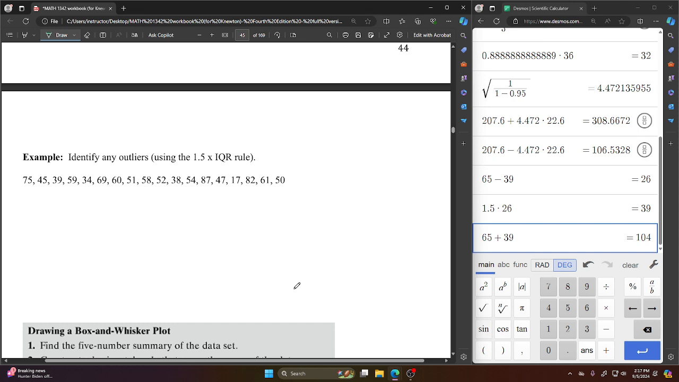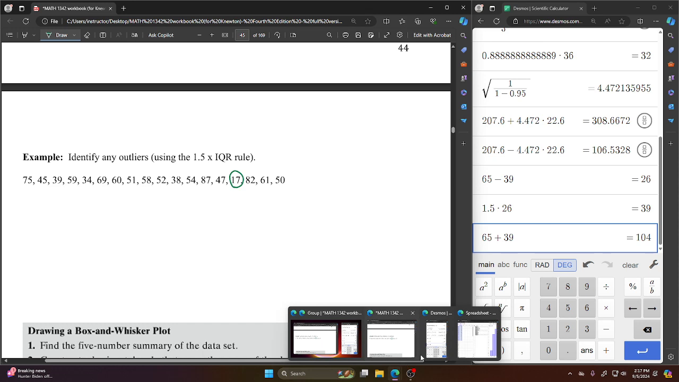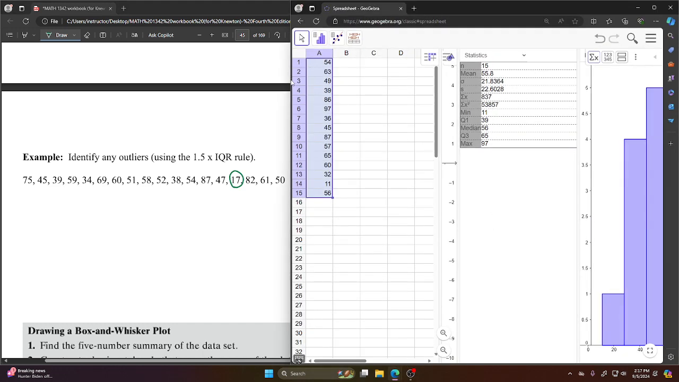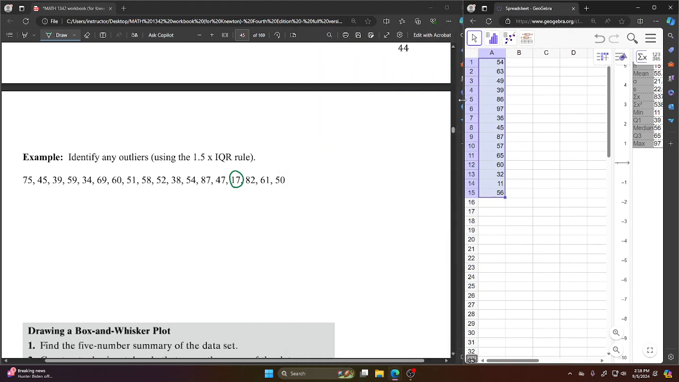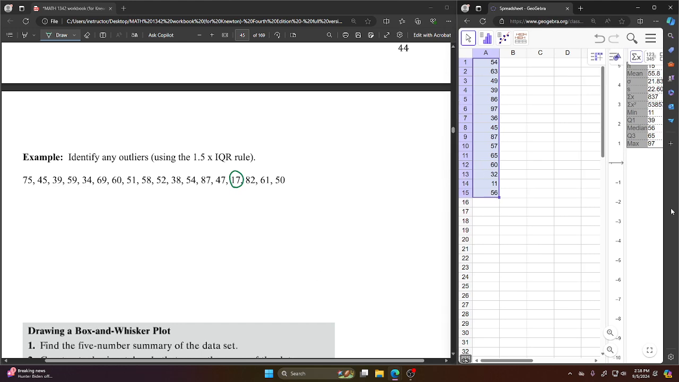70? Oh, 17. Oh, you're right. I see it there. Yep, 17. Anything else? Anything big? 82, 87. Yeah, so that's another potential. Well, let's see then. We're going to do the same thing. Back to GeoGebra. Let's do it again. Wonder if it'll let me do it like this. Okay, let's try that.